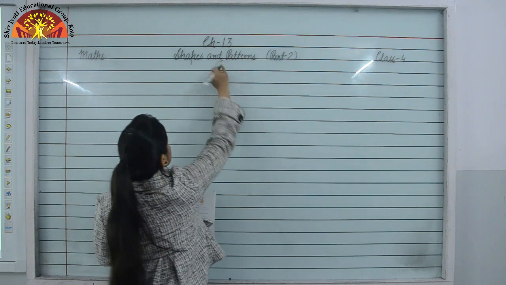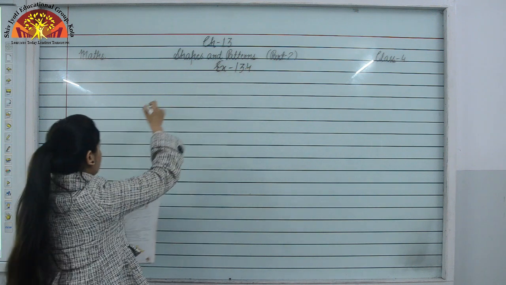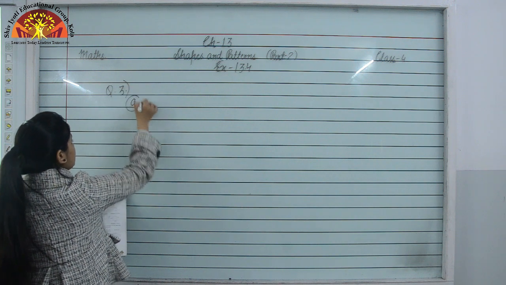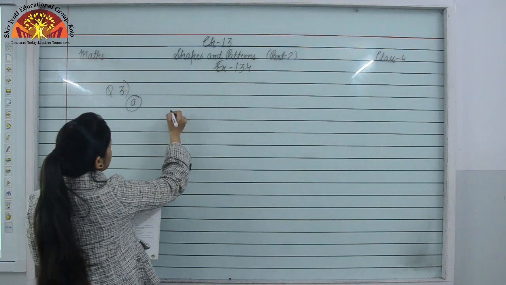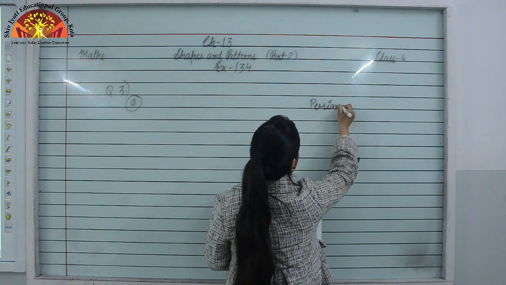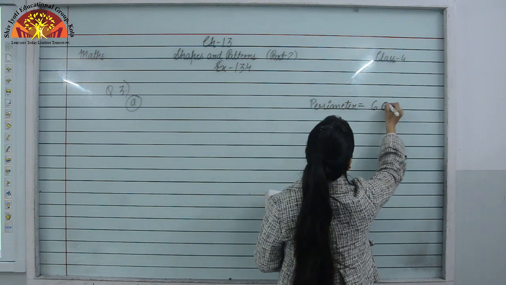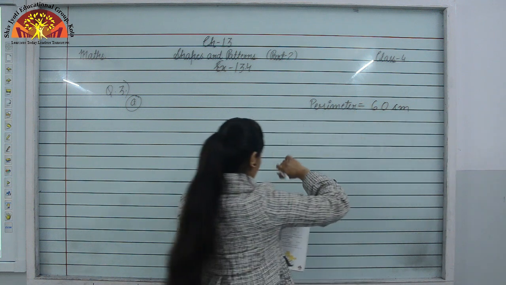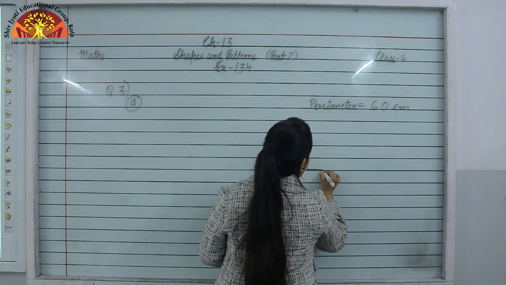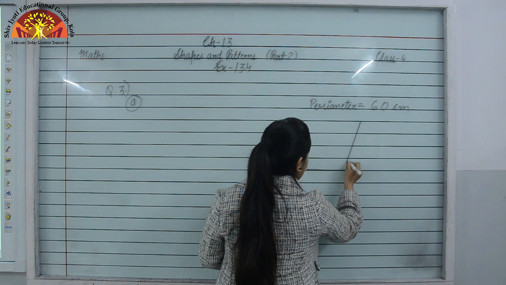Exercise 13.4. Question number 3 and we are taking A part. So now students, here in this A part, perimeter is given, that is 60 centimeter. It is given in the question. Okay, and a shape is also given here.